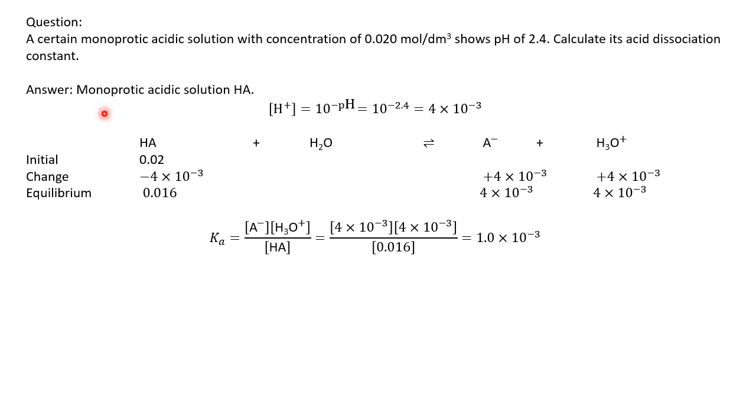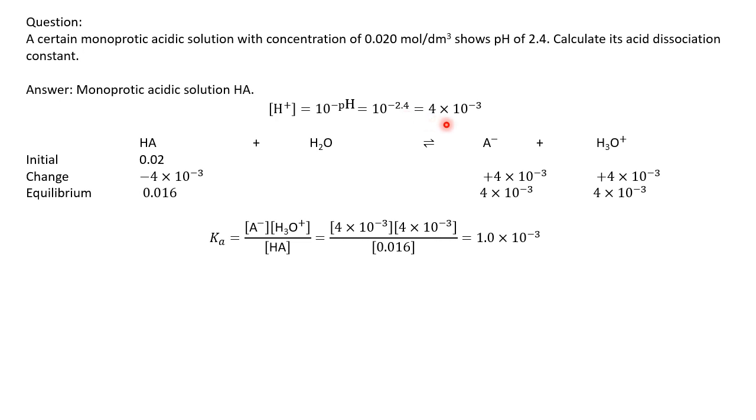Firstly, we can represent this monoprotic acidic solution as HA. Then we can calculate the concentration of H plus as defined as 10 to the power of minus pH, and in this case 10 to the power of minus 2.4, which is equal to 4 times 10 to the power of minus 3.